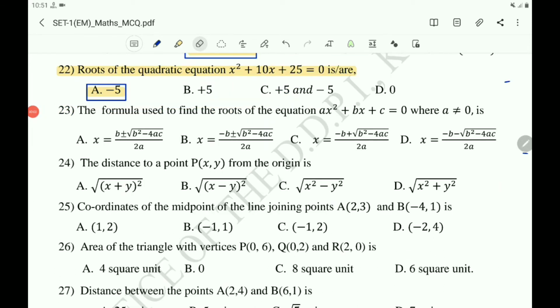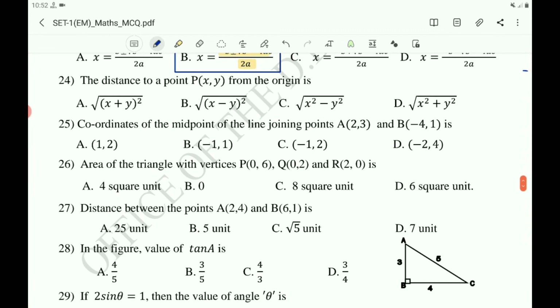Then the formula used to find the roots of the equation ax square plus bx plus c equals 0, where a is not equal to 0. You must know the formula. What is that? Minus b plus or minus square root of b square minus 4ac by 2a. So option B is the answer. Children, learn the formula perfectly, then you can make out the answer very easily.